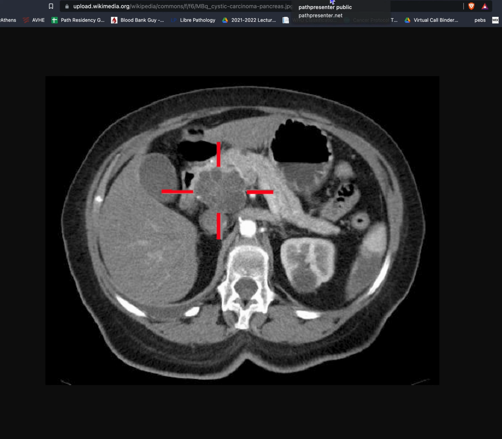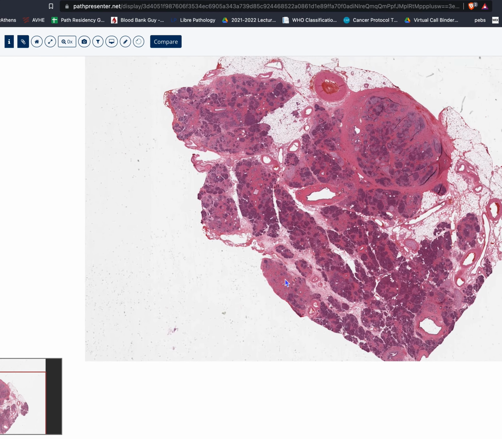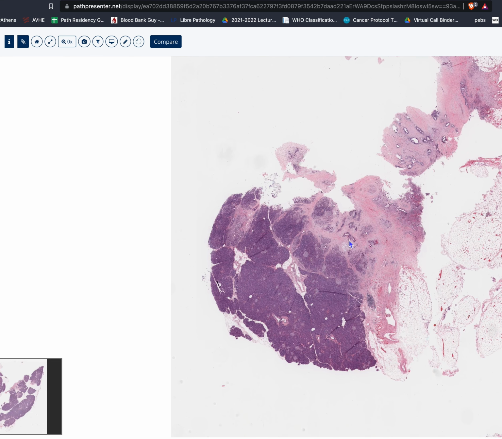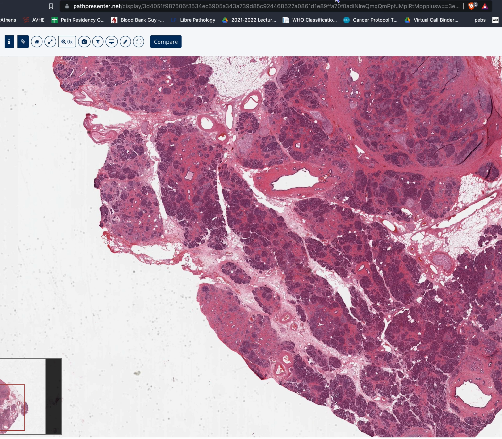And if we receive a biopsy or a resection of it, we might see something like this, or this. Now, one of the biggest fears as a pathologist myself is determining what's chronic pancreatitis and what's pancreatic ductal adenocarcinoma.